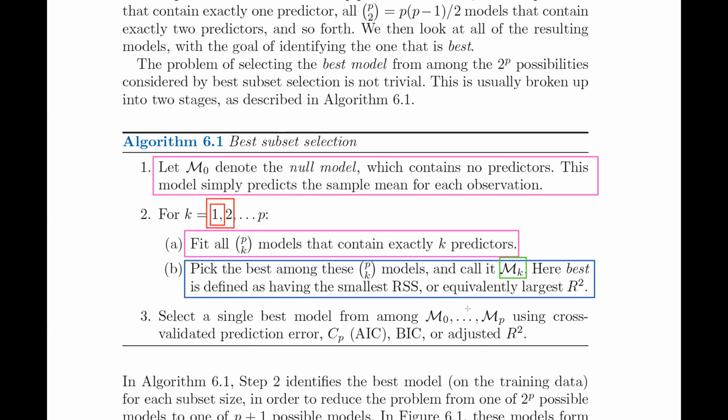And what do we do with these MKs? Well, you have M naught. This is always the same one. There's no choice. It's just with no predictor variables. This also will always be the same model. It's just with all the predictors. Everything else in between, you're choosing the best one. So in Pascal's triangle, there's only one choice of using no predictor variables. There's only one choice of using all the predictor variables.